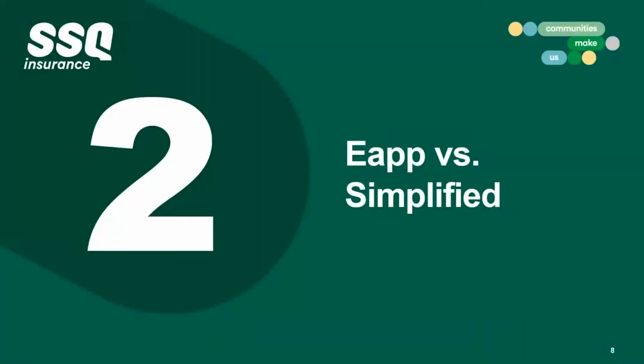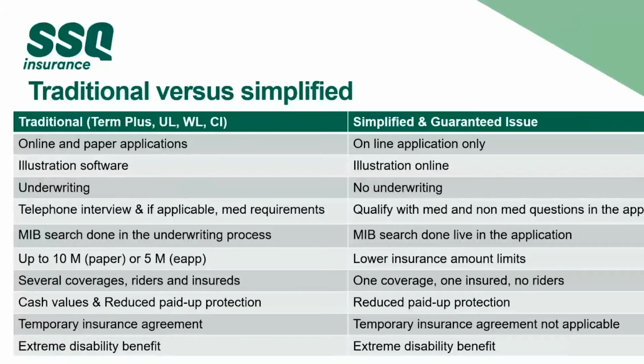There are many differences between the traditional products and the simplified ones, and I'll present a few of the noteworthy ones. For the traditional products, they're submitted mainly online and with paper applications. The simplified applications can only be submitted online. However, it's the same platform for the advisors as for the e-app, with the same usernames and passwords.